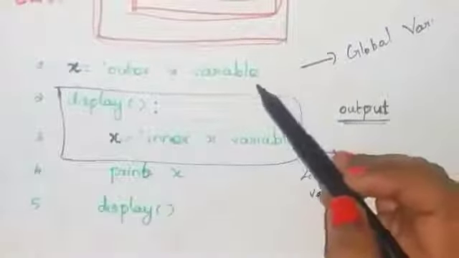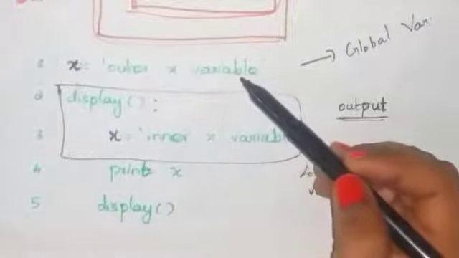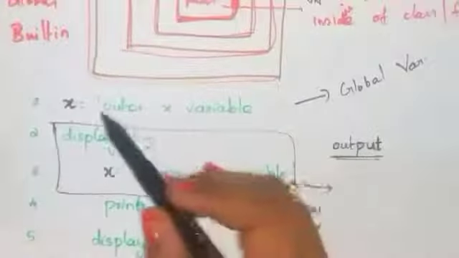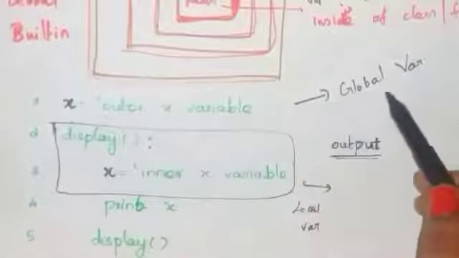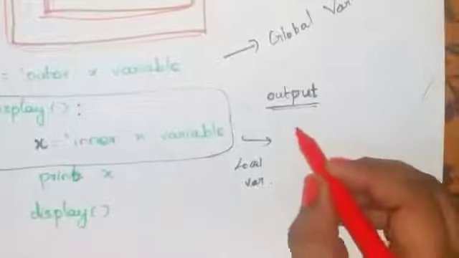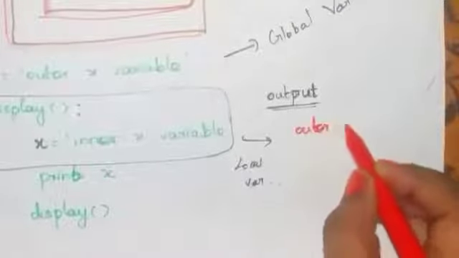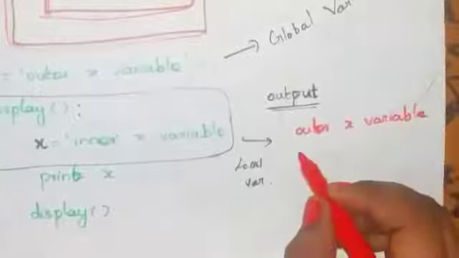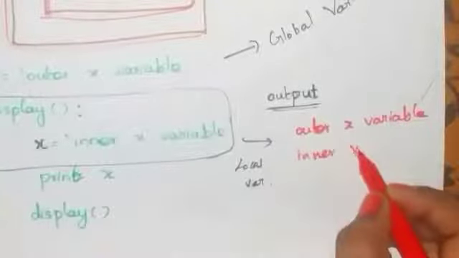And the global variable is defined at the uppermost level, at the beginning of the script. So this x variable is called the global variable. For this code, we will get the output: outer x variable and inner x variable.